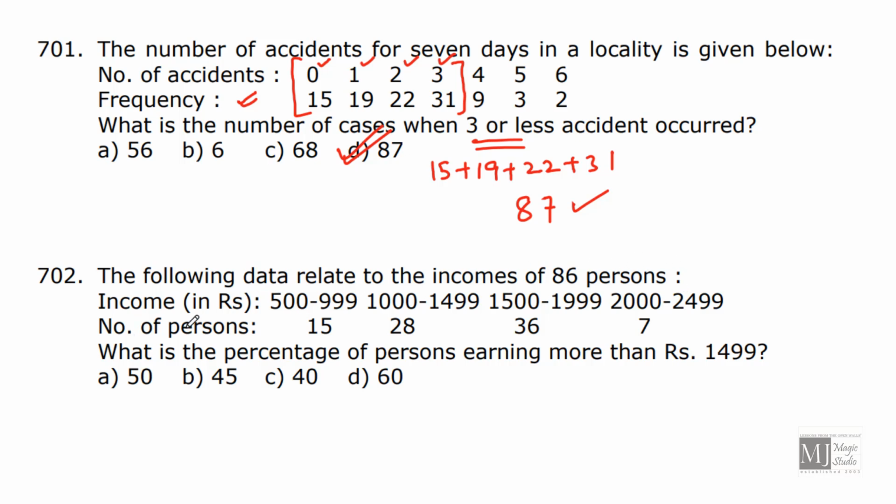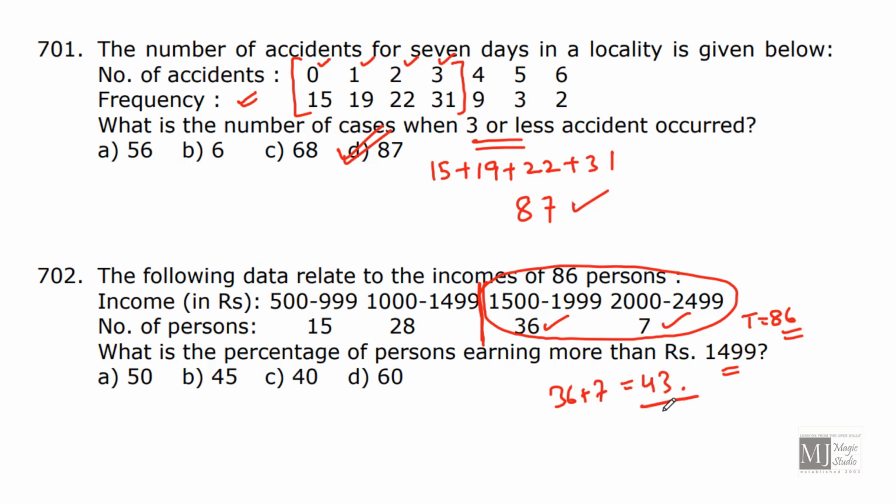The following data relate to the income of 86 persons. Income range is given and the number of persons is given, and the total number of persons is 86. What is the percentage of persons earning more than rupees 1499? So this is the break for 1499. These many people are earning more than 1499: 36 plus 7 is 43. So 43 are earning more than 1499, and the percentage equals 43 by 86 into 100, that is 50%.